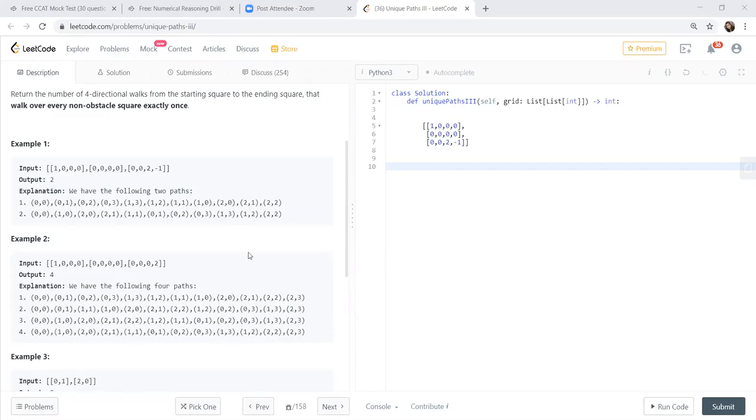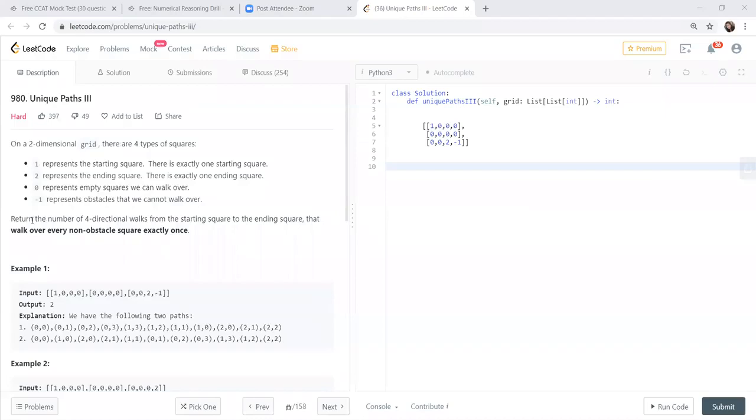Yeah, we need to find out if all the zeros are covered. That's not the count requirement, but it will help to actually make sure that we covered all the zeros. So I think maybe we have to do a scan first of this grid, for all the zeros.